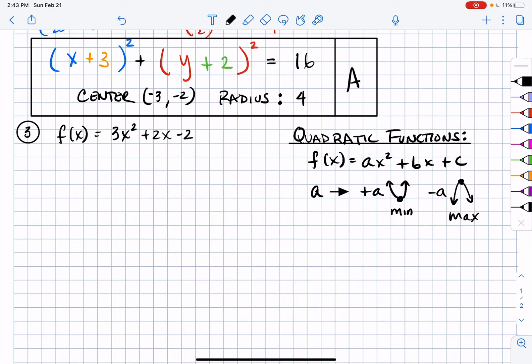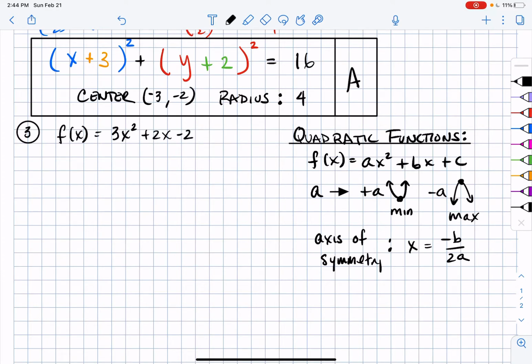The difference is that the vertex is not going to be h comma k. Actually, I can't even say the vertex, you have to find the vertex. So I'm not even going to call it the vertex, but you have to find it. But the axis of symmetry is x is equal to negative b over 2a. So the x is the x value of the vertex.